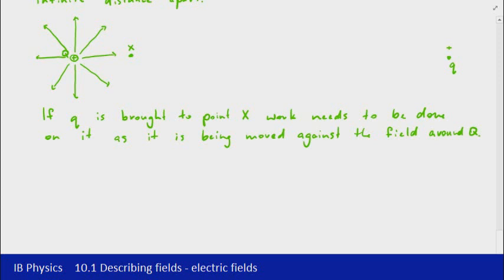Now if we moved it to point X, we would say then that q has electric potential energy. So at X, q has electric potential energy. We will actually come back and look at the gravitational equivalent, but you've probably come across it before, being gravitational potential energy. The reason why it has electric potential energy is due to its position in an electric field.